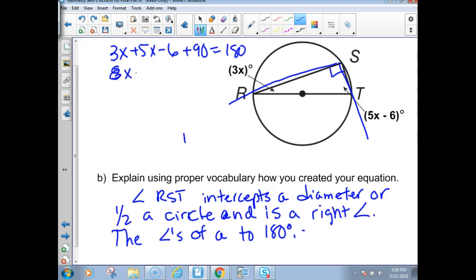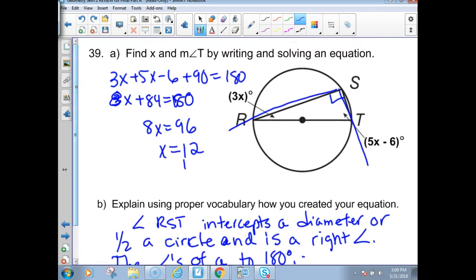8x plus 84 equals 180. Subtract 84. 8 times x equals 96. Divide by 8. It's going to be x is 12. Now, it said to find x and the measure of angle t. So the measure of angle t, we need to plug in now. 5 times 12 minus 6, which would be 60 minus 6, and that's 54 degrees.